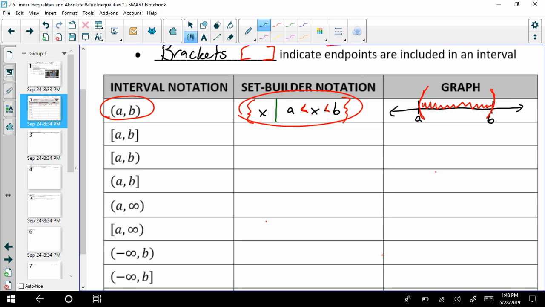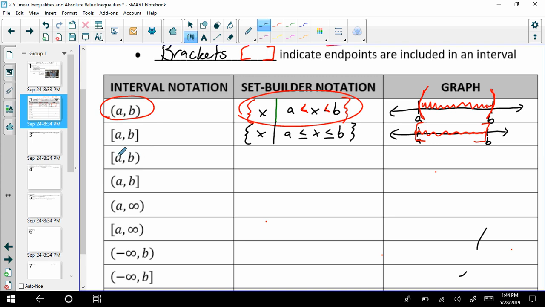All right, next one. Still between A and B, but this time brackets on both. So what we would see for the set builder notation, it'd be all the x's such that I would have to stay between A and B, except I can be equal to them as well. A and B are also answers. So on a number line, it would look almost identical, except I would see bracket, bracket, and everything in between is an answer.